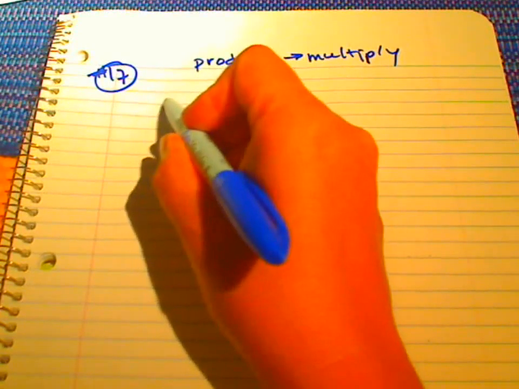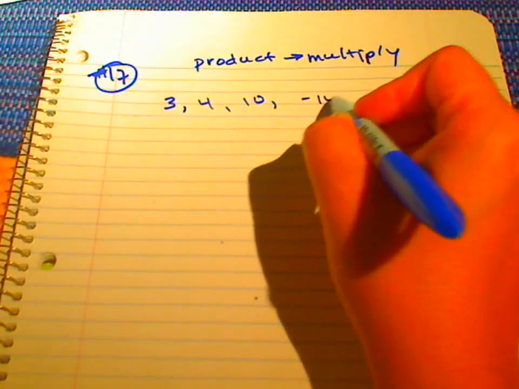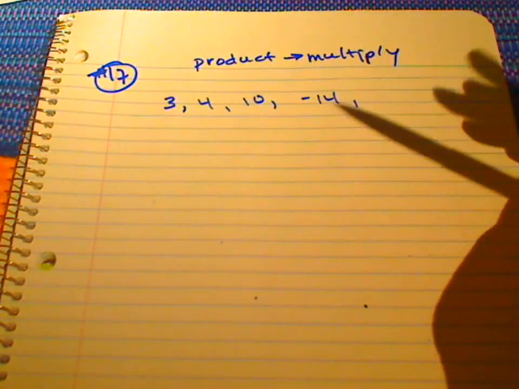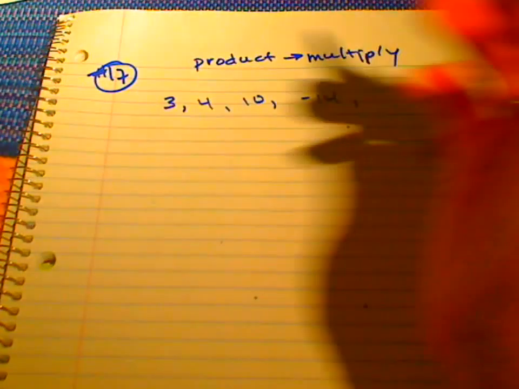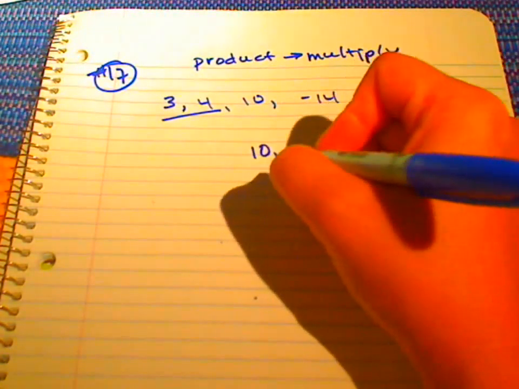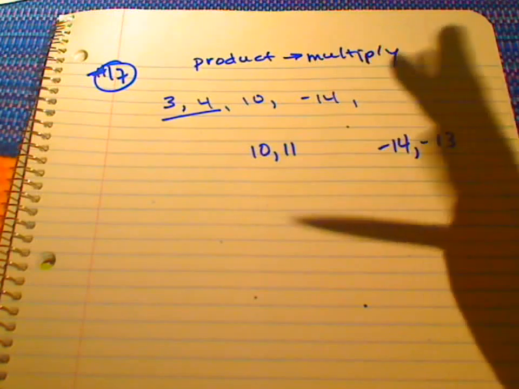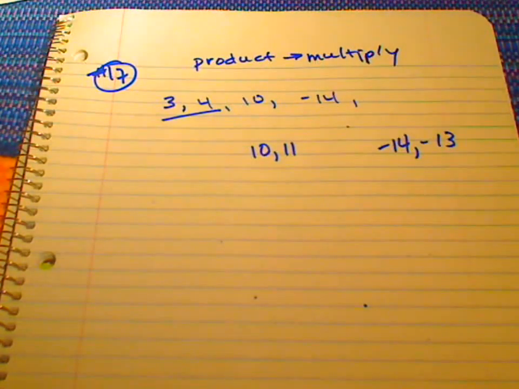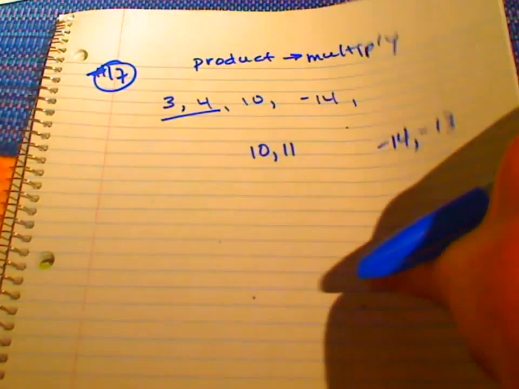Integers are numbers like 3, 4, 10, negative 14. They can be negatives, positives, 0. It's just not any decimals. So when they say two consecutive, like the numbers 3 and 4 are consecutive, 10 and 11 are consecutive, negative 14, negative 13, or negative 14, negative 15, all those are consecutive. They're right next to each other on the number line or when you're counting.